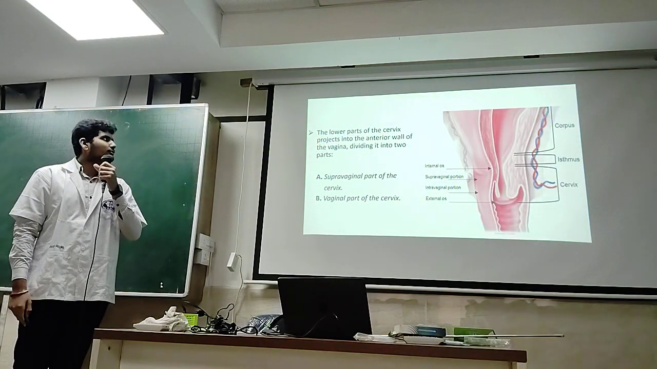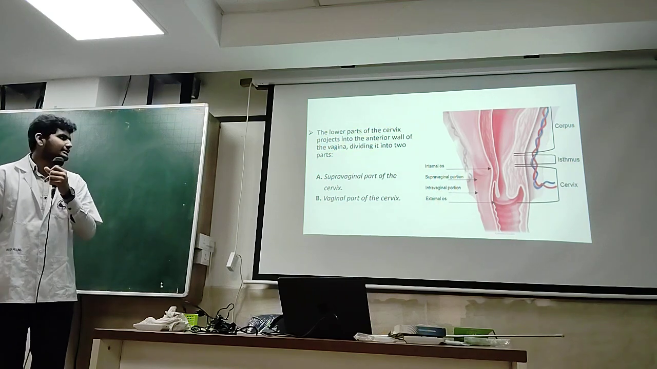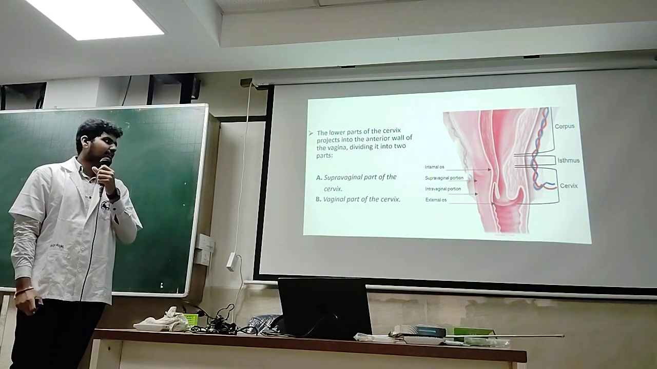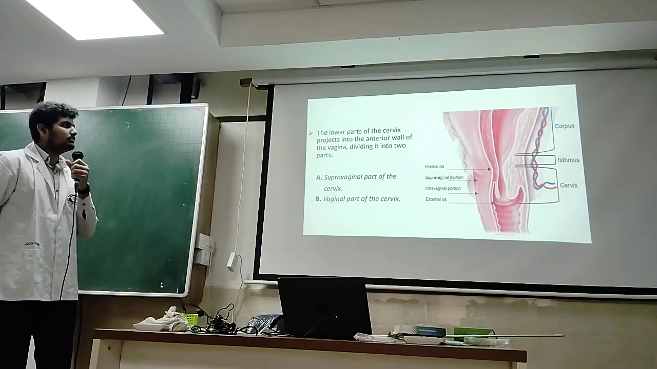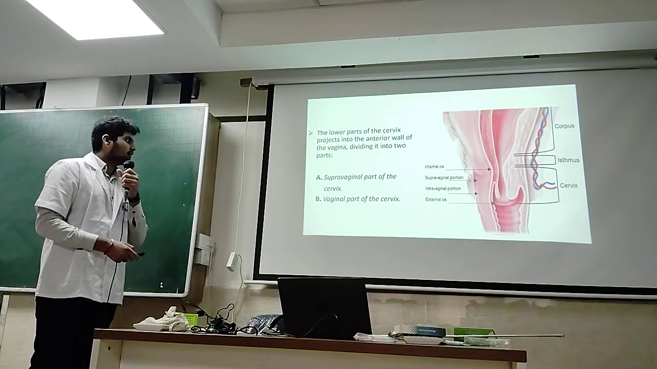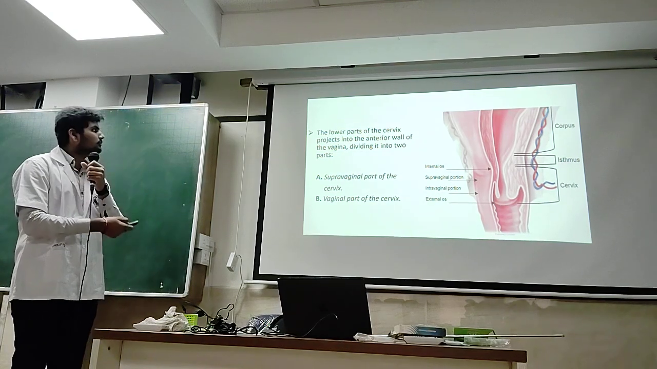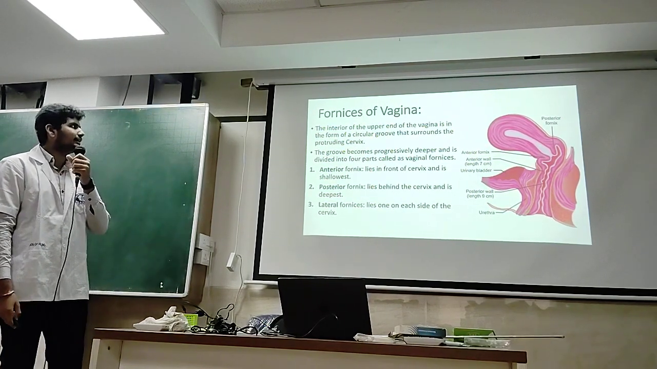Further, the lower part of the cervix projects into the anterior wall of the vagina, dividing it into two parts, the supravaginal part of the cervix and the vaginal part of the cervix. As can be seen in the diagram, it shows the supravaginal portion and the intravaginal portion, which is the vaginal part of the cervix. Now let's speak about the topic fornices of the vagina in brief.